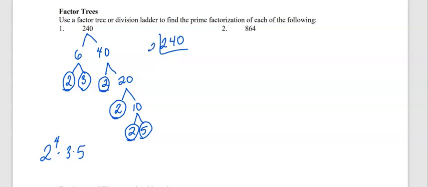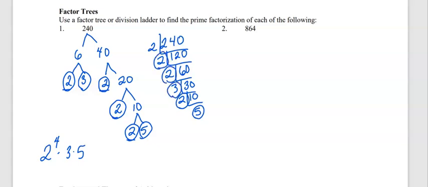So I'm going to start with 2. 240 divided by 2 is 120. Divide that by 2 to get 60. Divide that by 2 to get 30. And notice I keep dividing by 2 because I know 2 is a prime number. And on the division ladder, you have to divide by numbers that are prime. 30, I'm going to divide by 3 to get 10. 10, I'll divide by 2 to get 5. And when I hit a prime number at the end, that's when I know that I am finished.